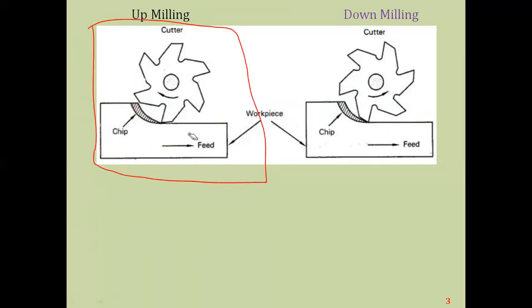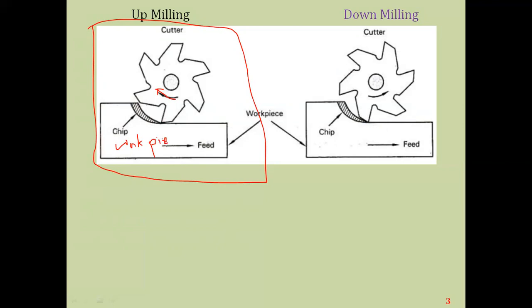Now if you observe the up milling cutter, this milling cutter is rotating in the clockwise direction. So if you observe carefully, this milling cutter is rotating in the clockwise direction. What about this workpiece? This is the workpiece itself, or the material from which you want to remove the excess material.